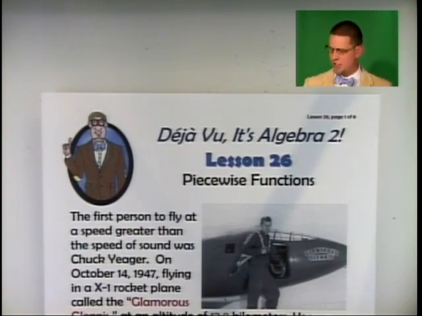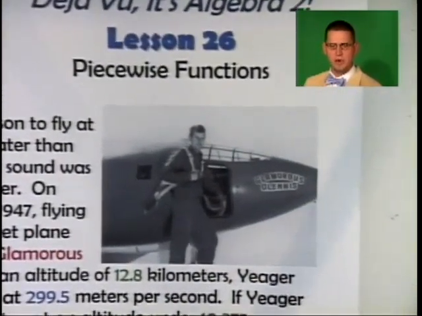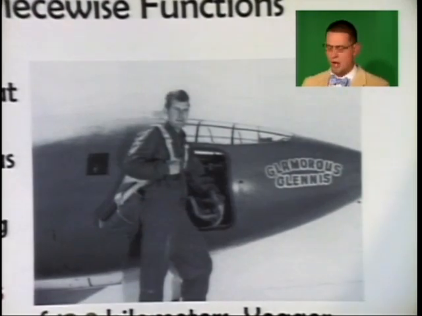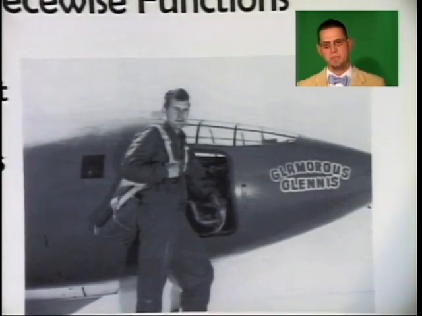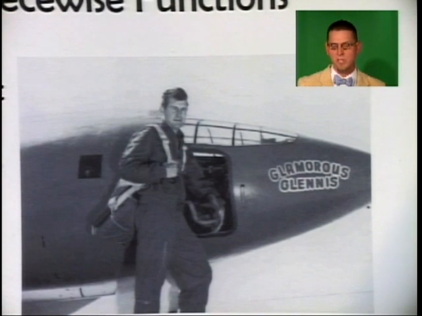Now, I just mentioned Chuck Yeager and the Glamorous Glennis. Here he is posing with his X-1 rocket plane. I don't know if this is before or after. His hair doesn't look so messed up, so I'm guessing maybe it's before. But there it is, the Glamorous Glennis. And you can find this actual X-1 rocket plane that he flew in hanging today in the Smithsonian Institute in Washington, D.C. So anyway, let's get to piecewise functions.